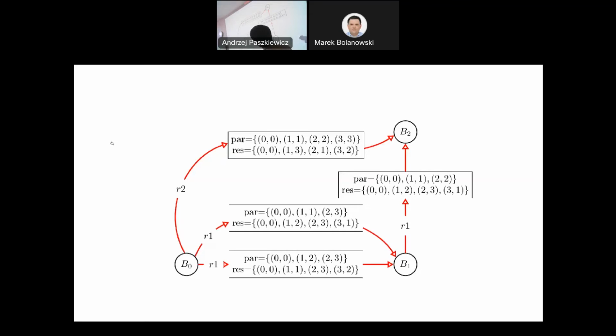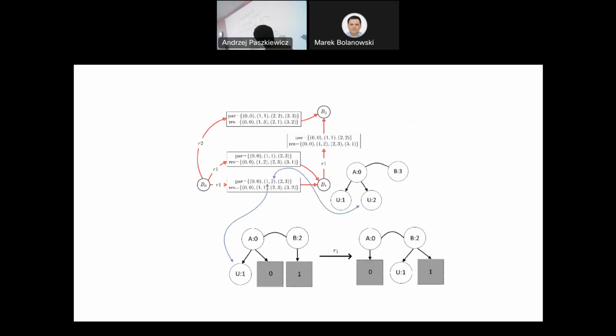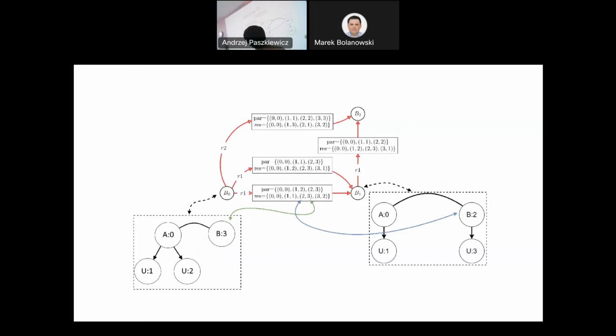The function, the part function, which is an acronym for participation function, points out which element of the input system takes which role in the redex of the reaction rule that is represented by each transition. The residue function, on the other hand, allows us to track elements between different states of the system.